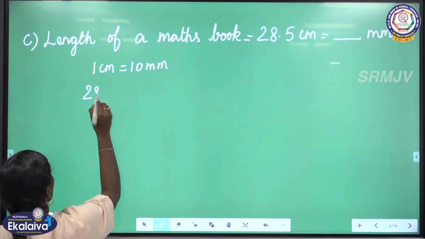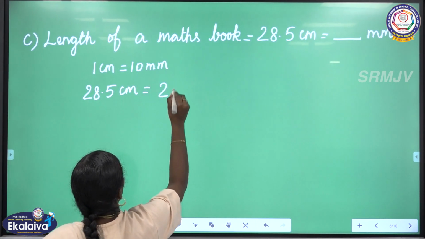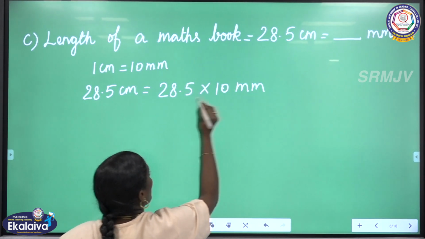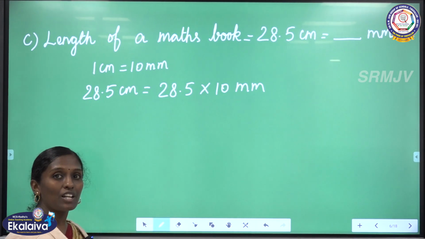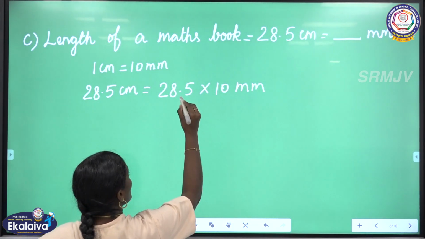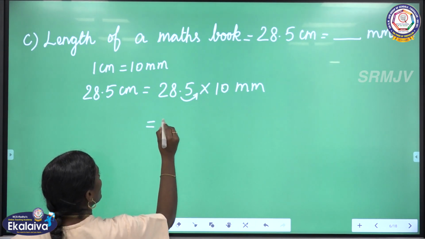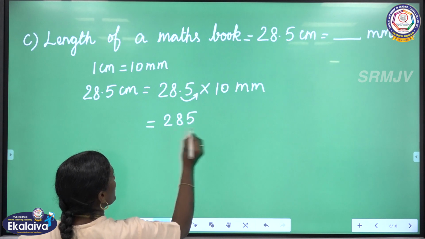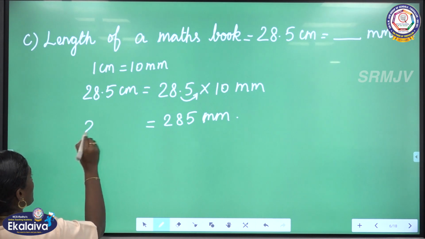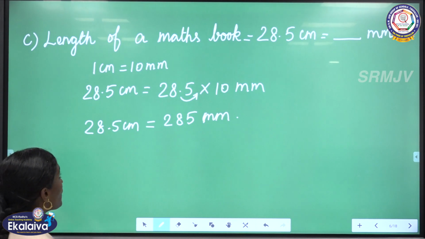Here we are having 28.5 centimeter, which is equal to 28.5 into 10 millimeter. While multiplying a number by 10, according to the number of 0, we have to move the decimal point to the right. Here 1 zero is there, so we have to move the decimal point one place to the right. So the decimal point will come at the last. Then the number will become a whole number, so 285 millimeter. So 28.5 centimeter is equal to 285 millimeter.